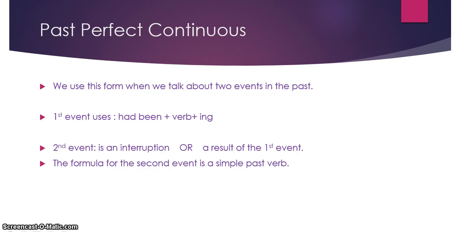Now let's look at the past perfect continuous. We use this form when we talk about two events in the past. The first event uses had been plus your base verb plus ing. Now the second event is an interruption or a result of the first event. And for the second event, the formula is simple past verb.